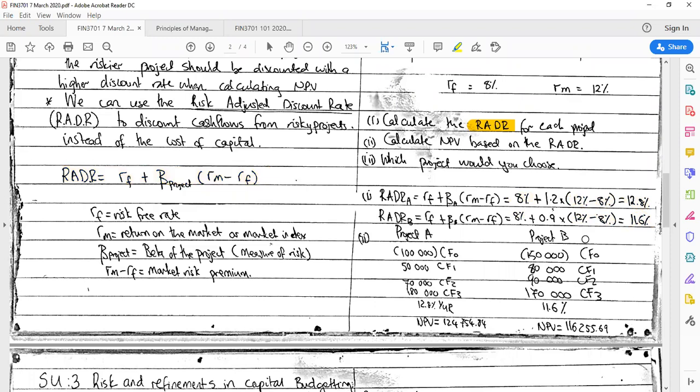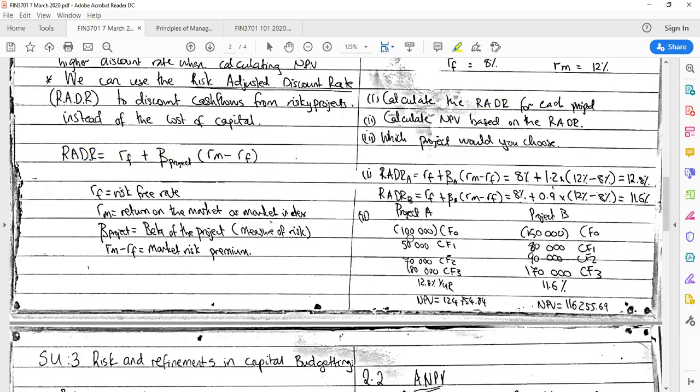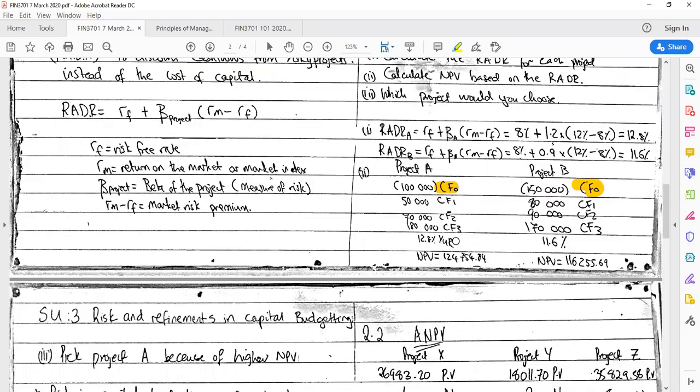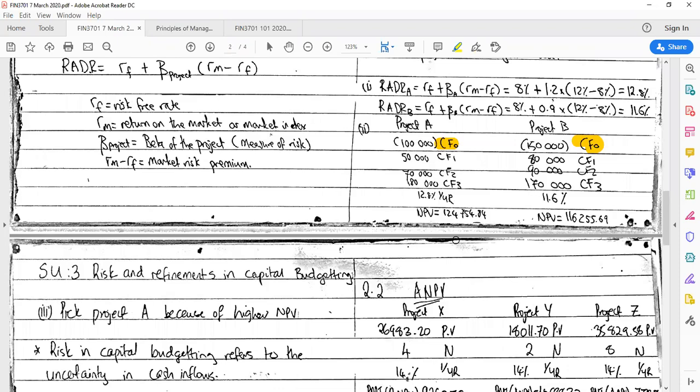And then after getting these answers, you then input these values into your calculator. Remember to put this as a negative. You also put this as a negative. CF1, CF2, CF3. You calculate your NPV. By now, you should be comfortable with your calculator when it comes to the NPV. If you're not, you need to contact me, or maybe we can discuss the next time we have a class. So we get these two different NPVs, and then we would pick project A because of its higher NPV.